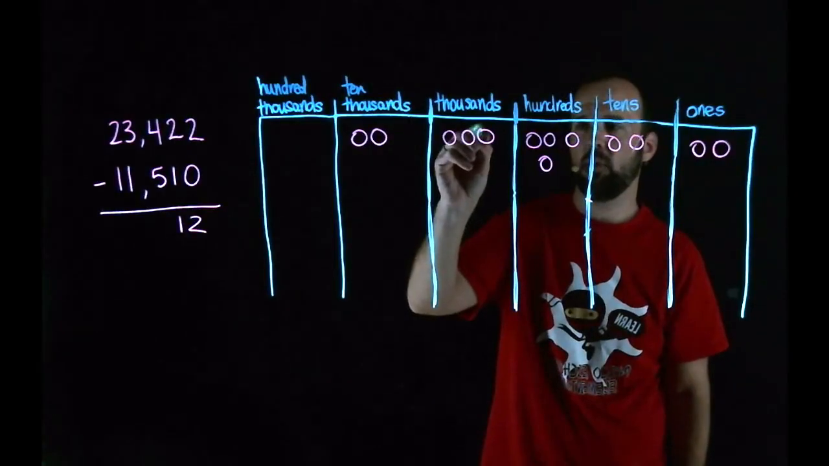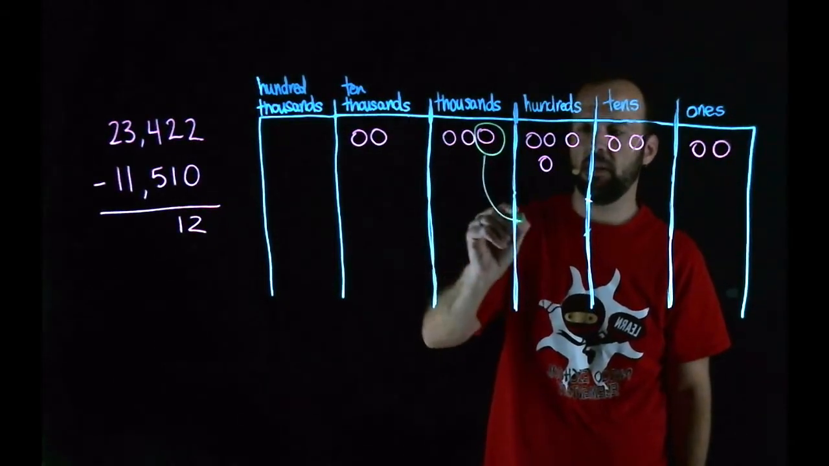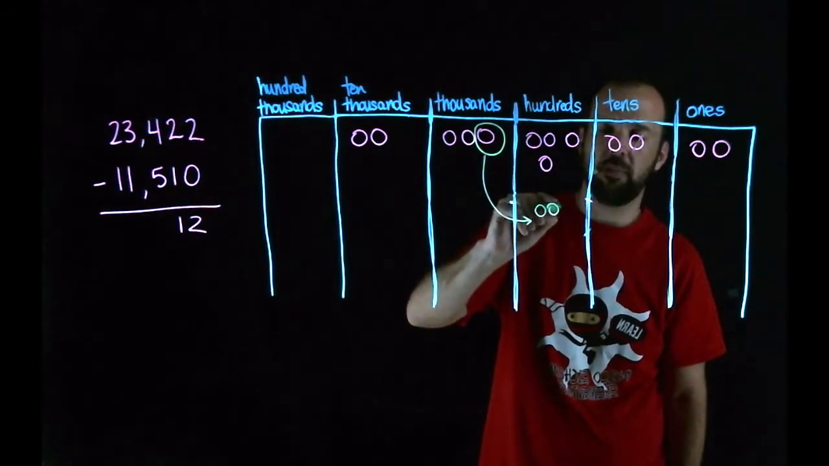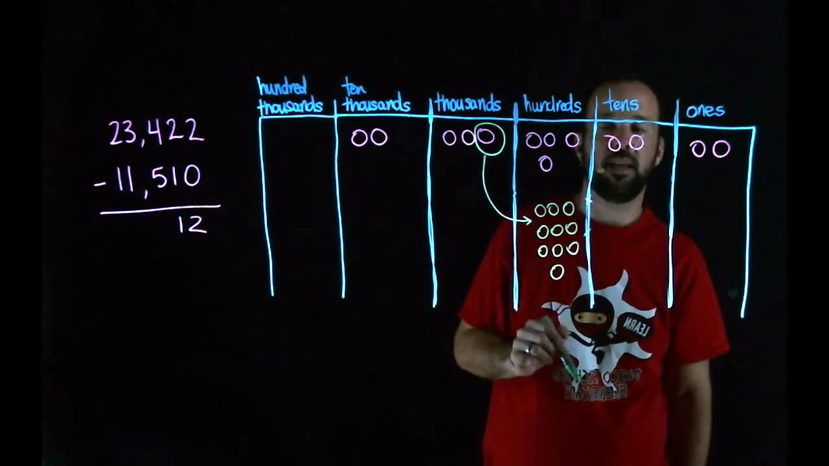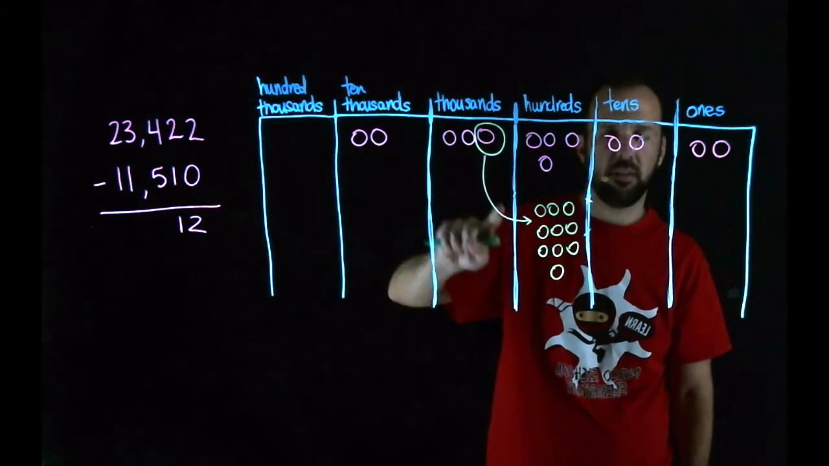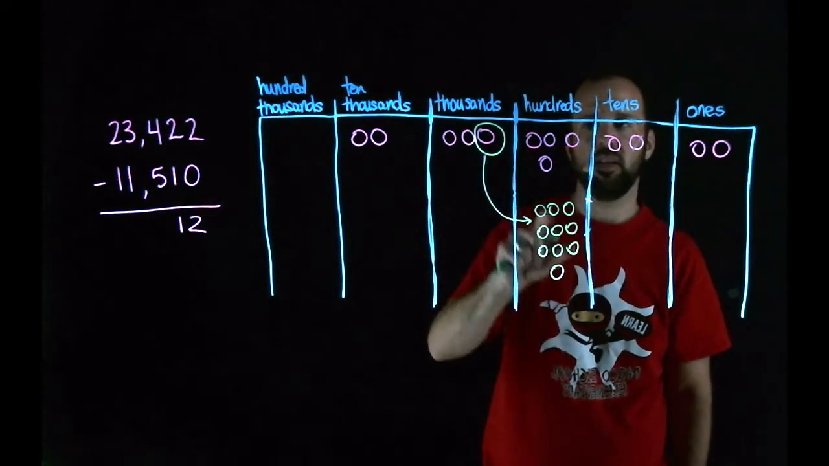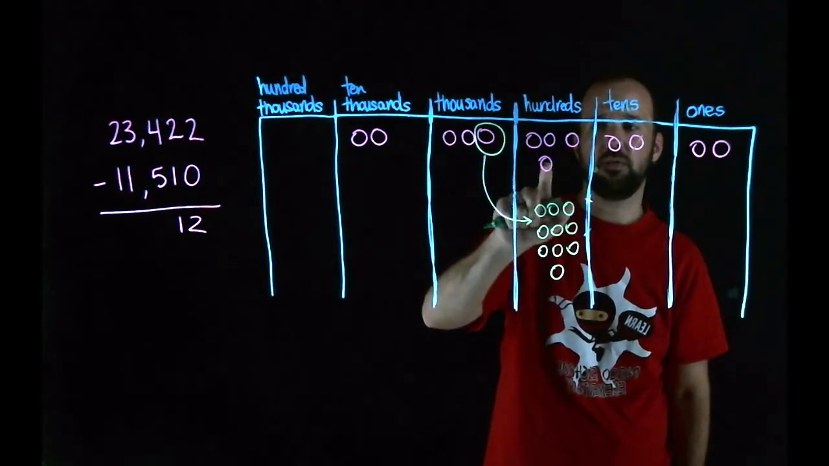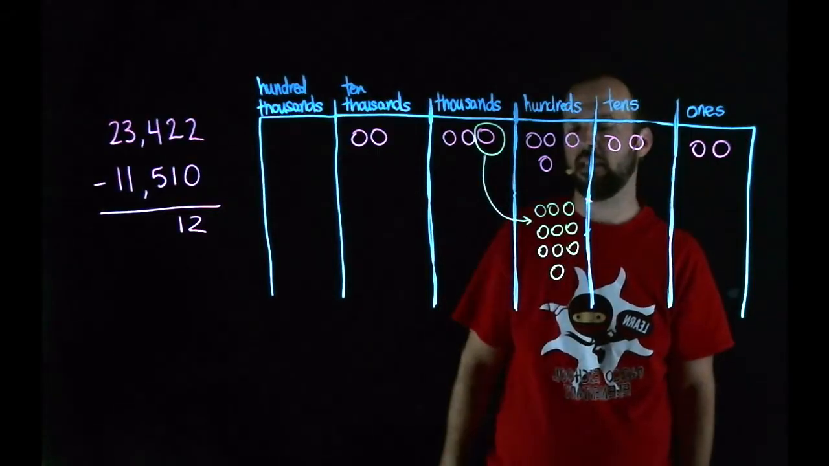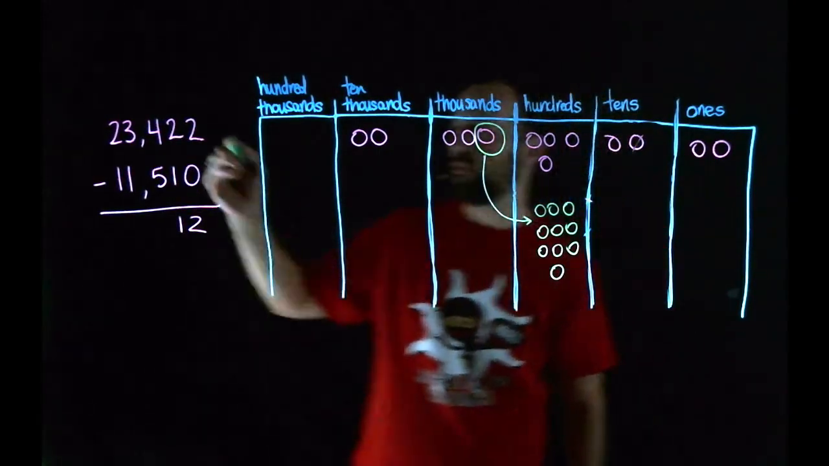Okay, so let's say I'm going to take this 1,000 here. I'm going to unbundle it into hundreds. So I would get 10 hundreds from that. 10 hundreds, right? Because 10 hundreds is the same as 1,000. So 1,000 would unbundle into 10 hundreds. So now I have a total of 1, 2, 3, 4, 5, 6, 7, 8, 9, 10, 11, 12, 13, 14 hundreds, right? 14 hundreds.